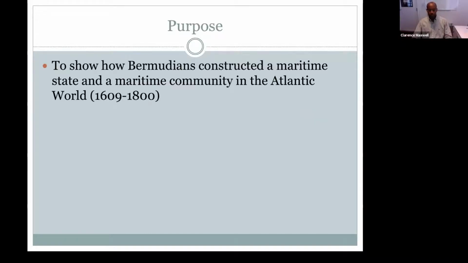My purpose would be to show how Bermuda constructed a maritime commercial state, how it built this community, not just a maritime state, but also a maritime community, which I will define in a few minutes, from 1609 to 1800, how it constructed it, the background. That will require several things. Among them, to discuss the context. What was the context for shaping it?